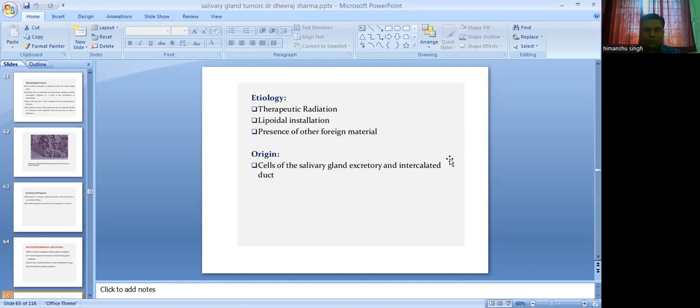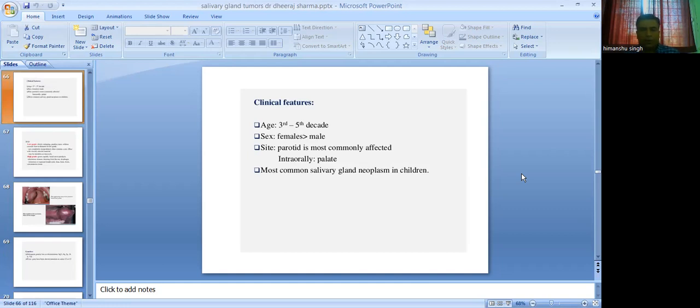Now, the etiology which is implicated in mucoepidermoid carcinoma is the therapeutic radiation, the radiation which is used for treatment of diseases. Then we have lipoidal installation or any other presence of foreign material within the gland. Now, the origin is the cells of the salivary gland, excretory as well as intercalated ducts.